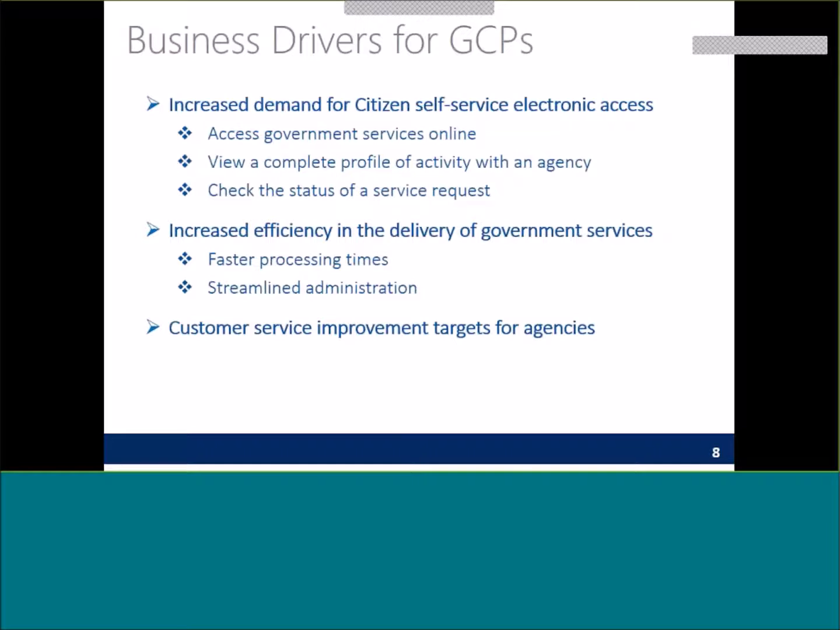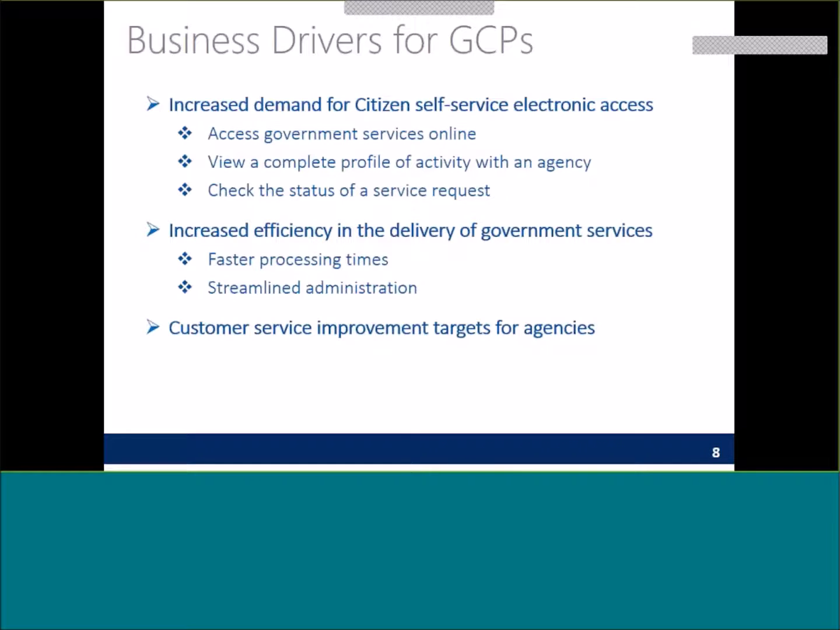Another area is increased efficiency in the delivery of government services. Governments are always trying to do more with less, and be able to deliver grant programs more efficiently with faster processing times and streamlined administration. And we also see in most agencies they're mandated to provide improved service to citizens, and a good way of doing that is often through online services or electronic service delivery of programs and services.